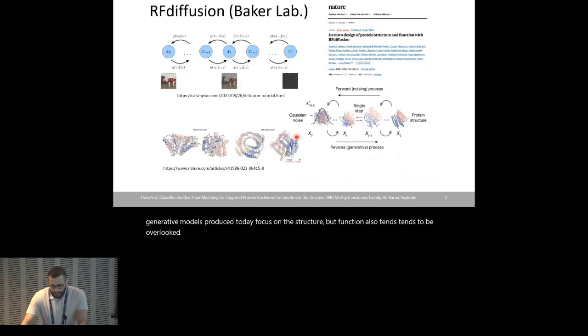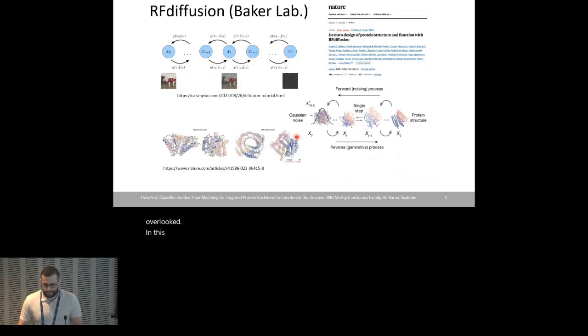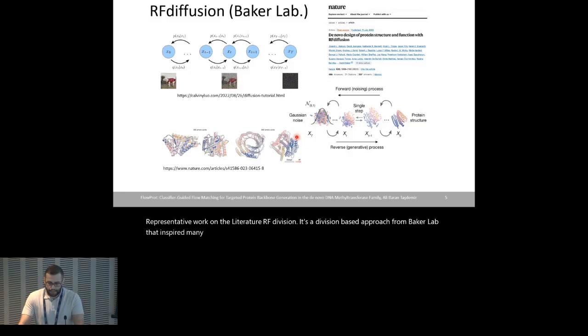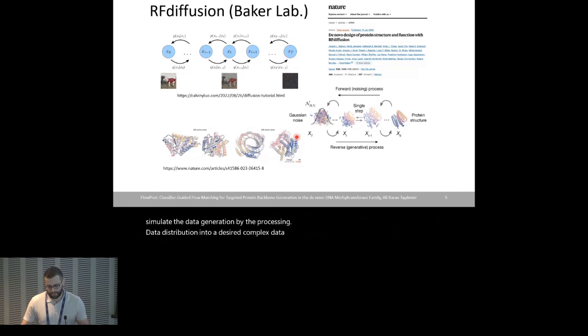In this slide, we show a representative work in the literature, RFdiffusion. It's a diffusion-based approach from Baker Lab that inspired many recent advances. Diffusion models are a class of generative models that simulate the data generation by transforming a data distribution into a desired complex data distribution by using some sequence of operations.